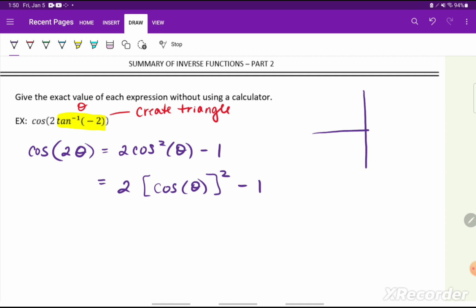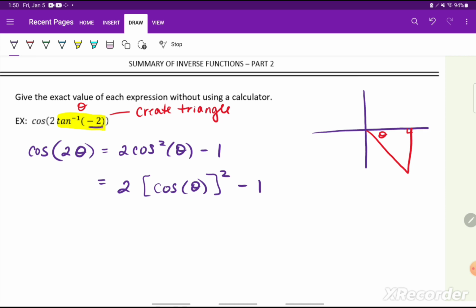So we have tan inverse of -2. Remember that tan inverse is only defined from -pi/2 to pi/2, so we're looking only at quadrants 1 and 4. Our tangent value of -2 is negative. Out of quadrants 1 and 4, tangent is negative in quadrant 4, so we know to create our triangle in quadrant 4.